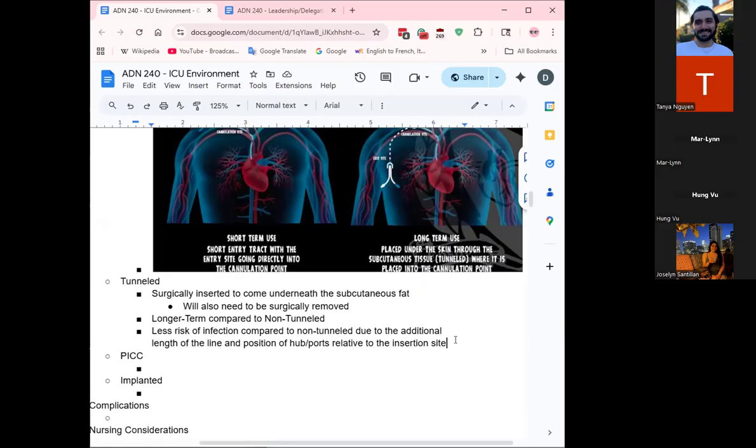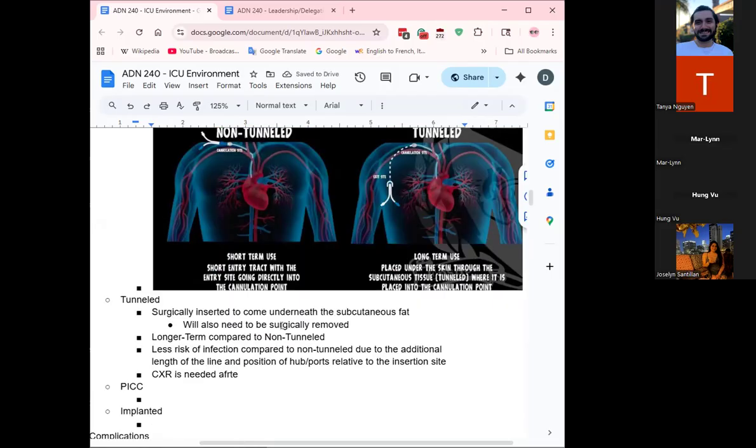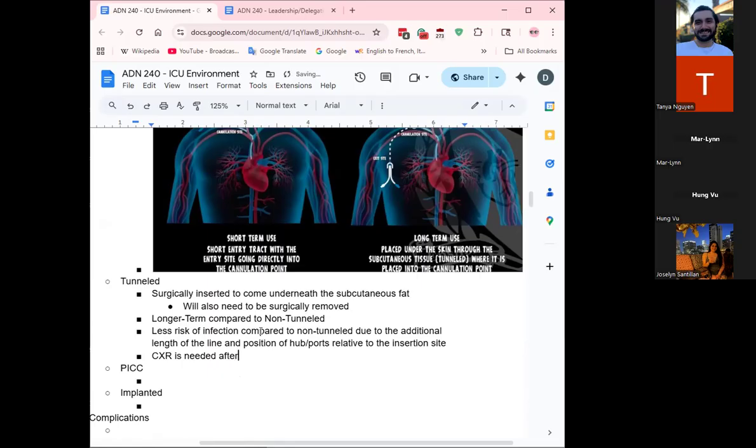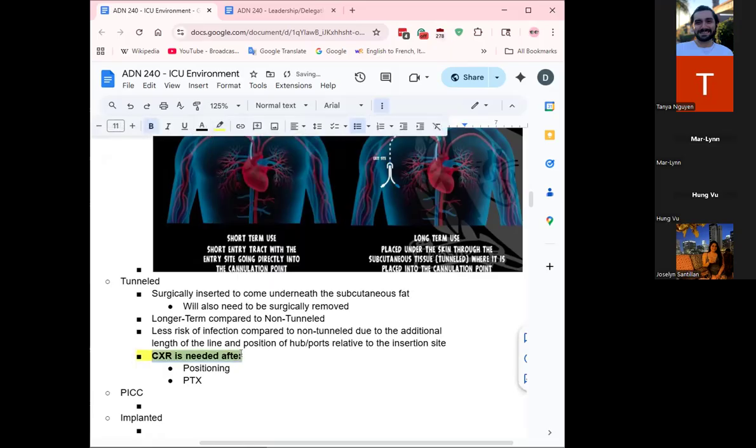Okay, cool. And then same idea with the tunneled versus non-tunneled. You're still going to need to do a chest X-ray. It's still the exact same insertion site, but complications are less likely because it's surgically placed, more methodically placed versus emergency placed. But you're still needed just for positioning and pneumothorax, okay? This is what I'm going to keep highlighting, because we're going to see a question relating to that, where that knowledge is going to be relevant.